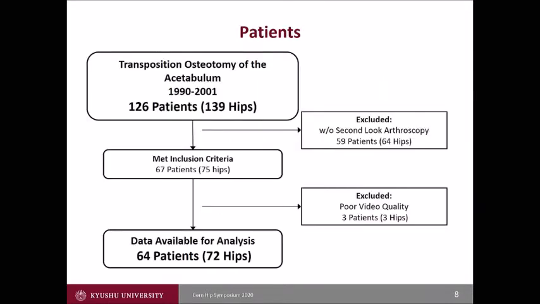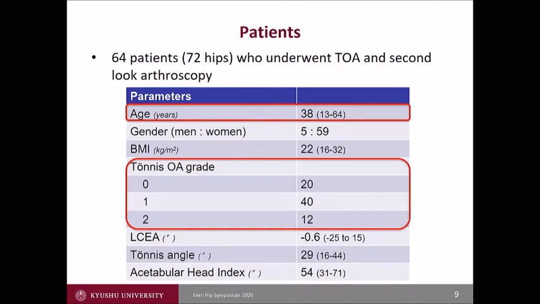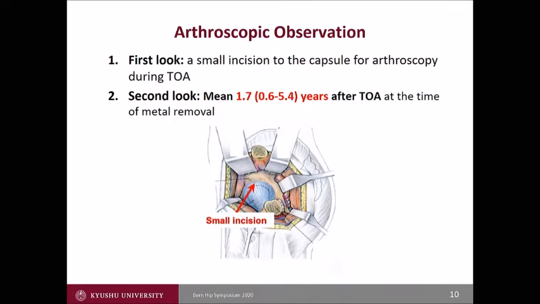From 1990 to 2001, TOA with arthroscopy was performed in 139 hips in 126 patients. After exclusions, 72 hips in 64 patients were analyzed. The mean age at operation was 38 years, and Tönnis grade was 0 in 20 hips, 1 in 40 hips, and 2 in 12 hips. We made a small incision to the capsule for the arthroscopy during the TOA, and the interval between first and second look was 1.7 years on average.